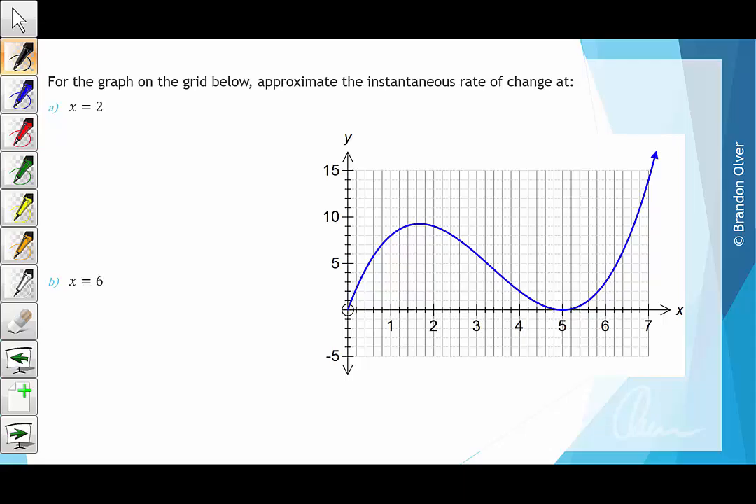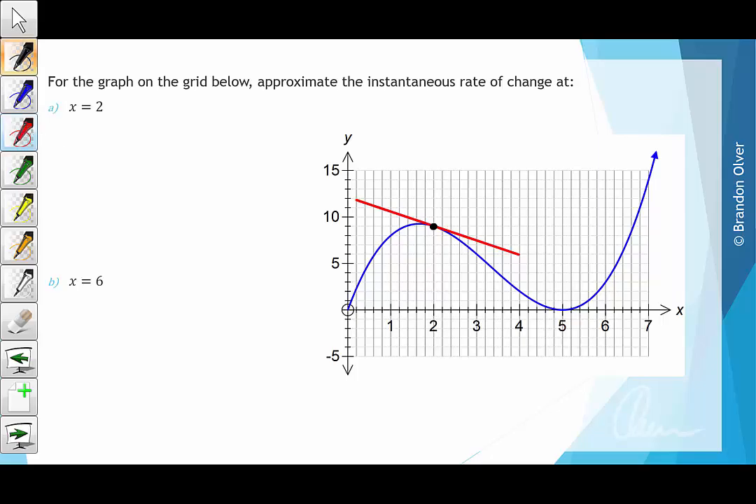For the graph on the grid below, approximate the instantaneous rate of change at x equals 2 and x equals 6. So at x equals 2, we're at this point here, and what we need to do is draw a tangent to the curve. So if we do that, we use a ruler and we draw a nice straight line that goes through that point, touching the curve only once at x equals 2. So there we've got a straight line at x equals 2, which is a tangent to the curve.